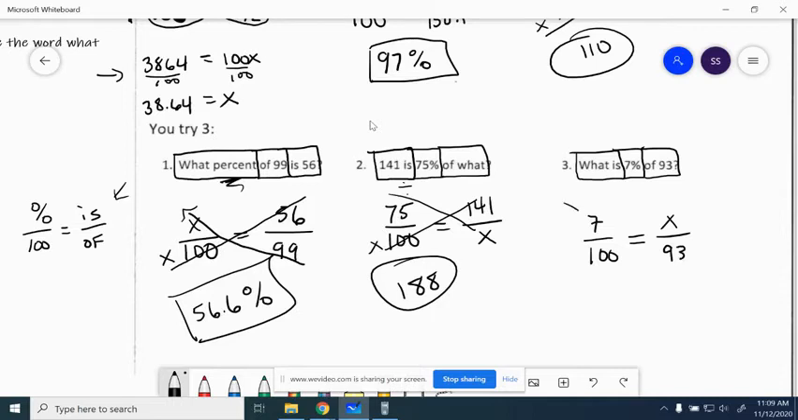And now we're going to cross multiply. So we're going to multiply these two numbers. Multiply 7 times 93 and divide by 100, and we get 6.51.